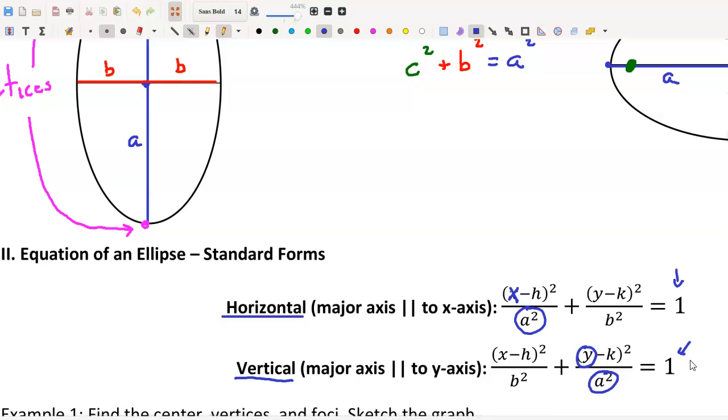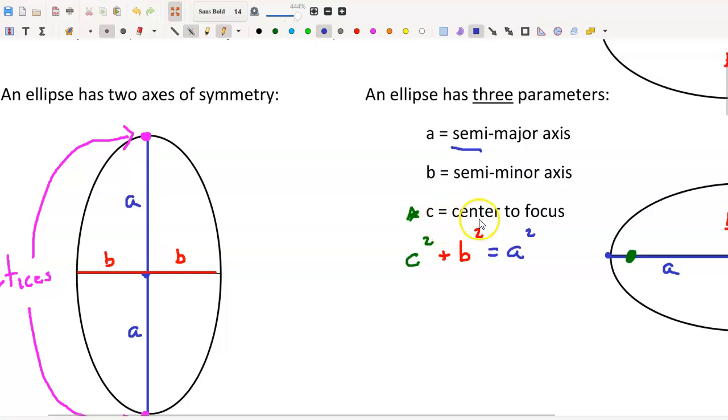Okay? So that's the basics, right? So let's look first at two problems that are in the standard form already, just finding the center, finding the focal points, the foci we call them, finding the vertices and graphing it.